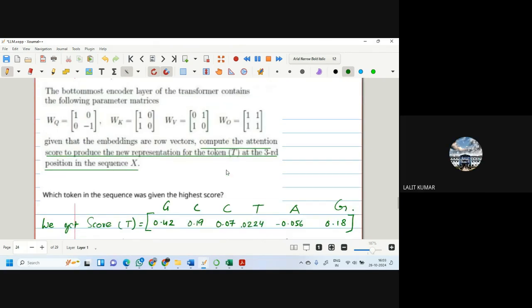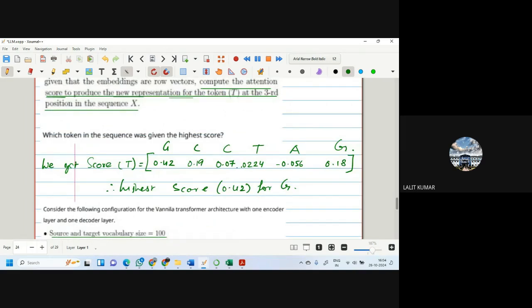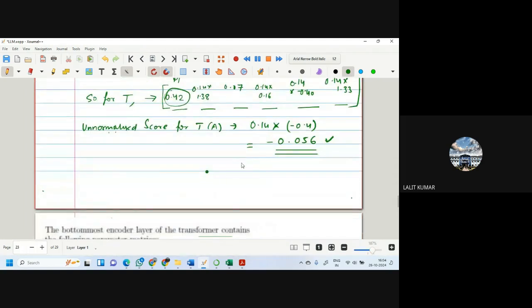Now the next one. The bottommost encoder layer of the transformer contains this. Again, they have given the same WQ, WK, WV, WO. Compute the attention score to produce the new representation for the token T at the 30th position. I think it's the same, we have already found. Which token in the sequence was given the highest score? When we do for T, we have got the scores for all. So when you multiply, you will find this 0.42 is the highest, for G.